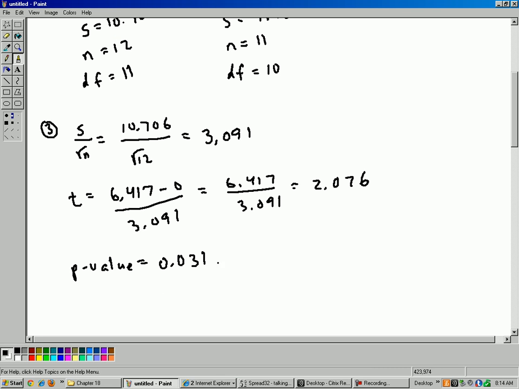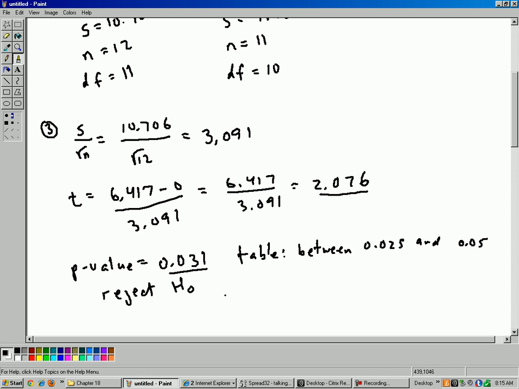Now, of course, you can use the table as well. From the table, you would just find the two t-scores that are close to 2.076 and look down on the bottom row, and you would see that the p-value is between probably 0.025 and 0.05. Which means reject the null because our p-value is less than alpha, and that's step 4.